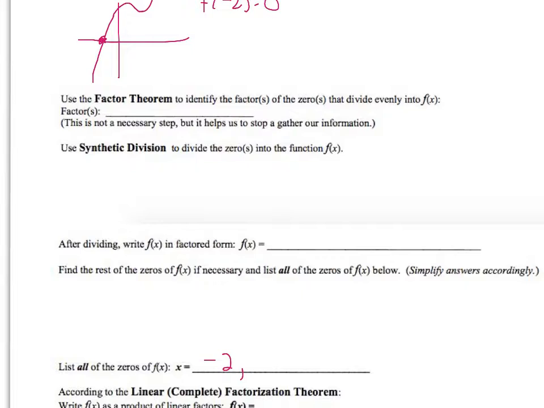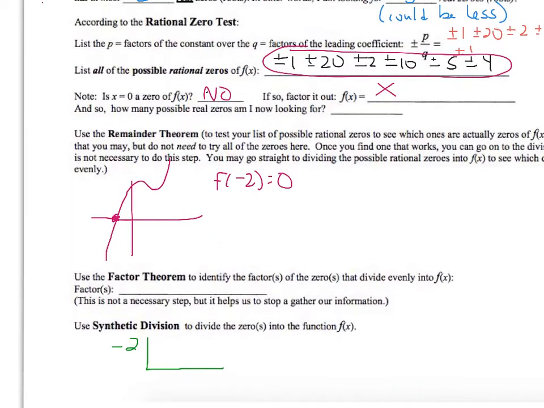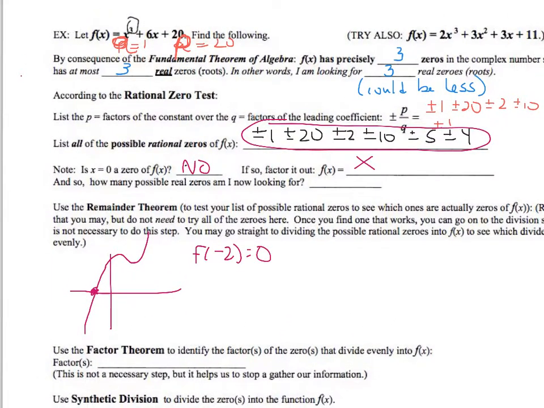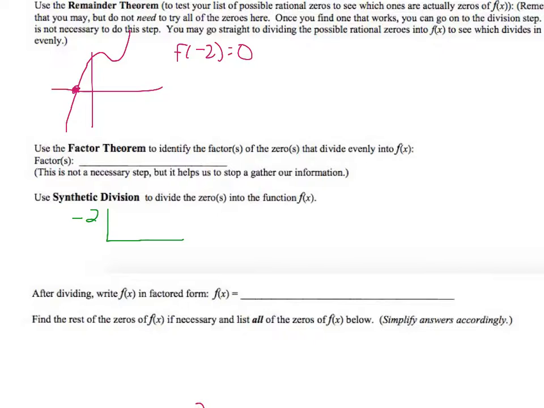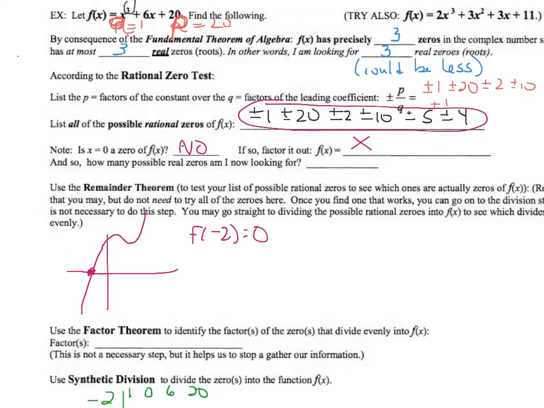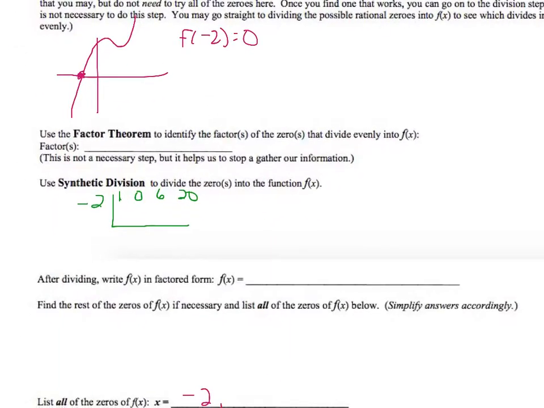So what I'm going to do is divide out the one root I know. The one root I know is negative 2. So I divide that out of my polynomial, which if you recall was x cubed plus 6x plus 20. My numbers I'll put up there are 1 for the x cubed, 0 for the x squared, 6 for the x, and 20 for the constant. Just make sure we got that right: 1, 0, 6, 20. So we're going to synthetically divide that.